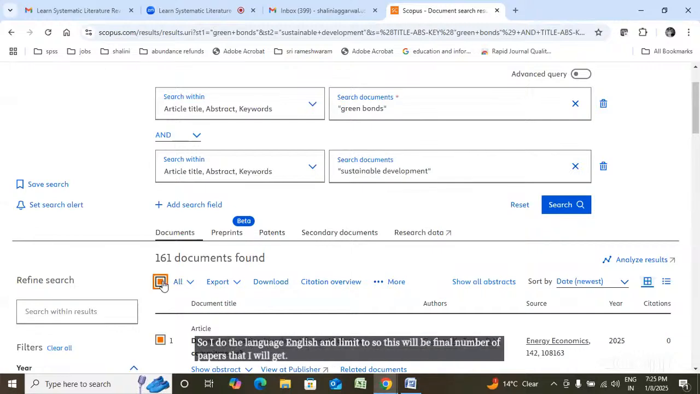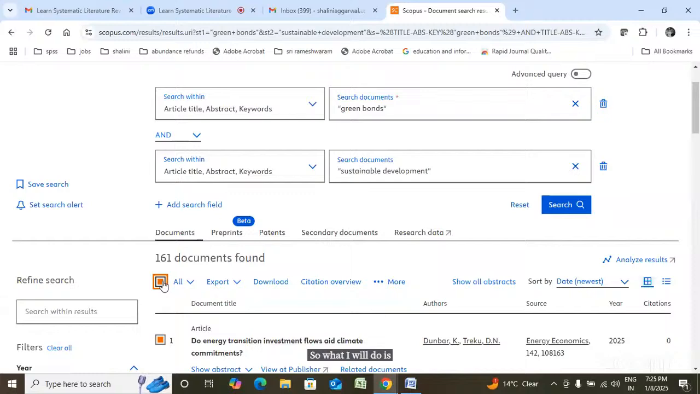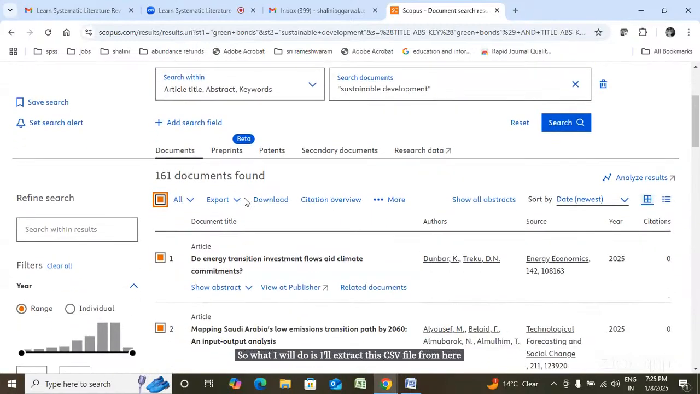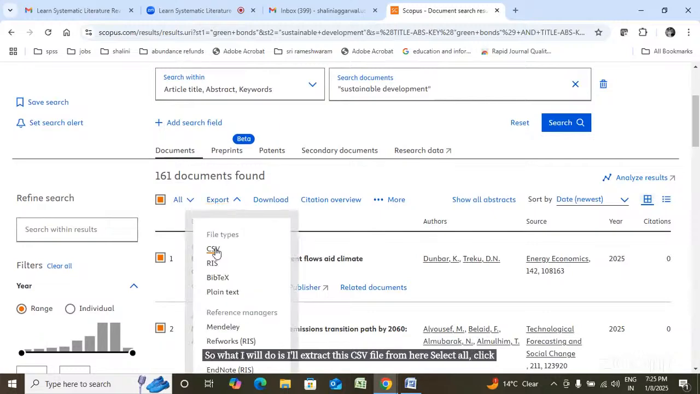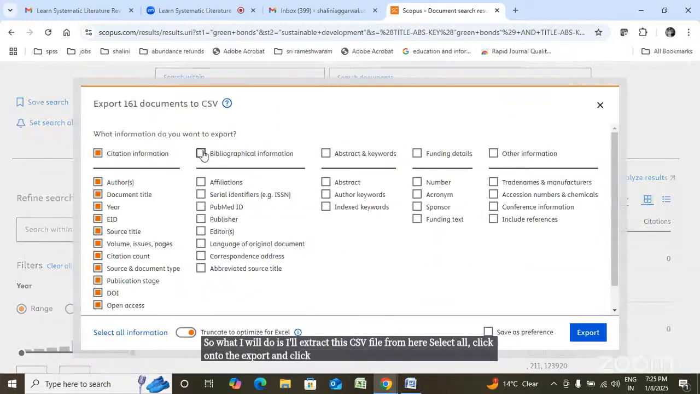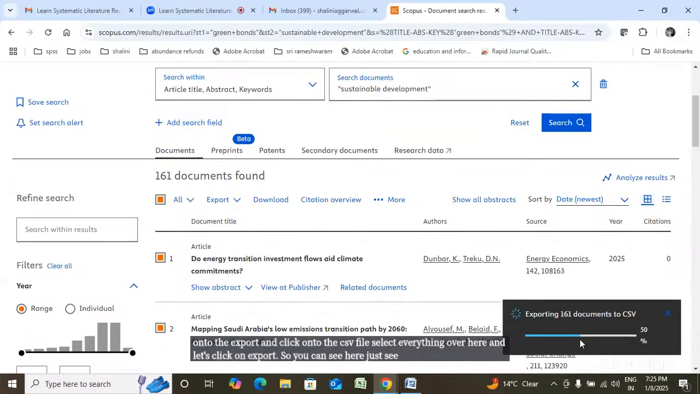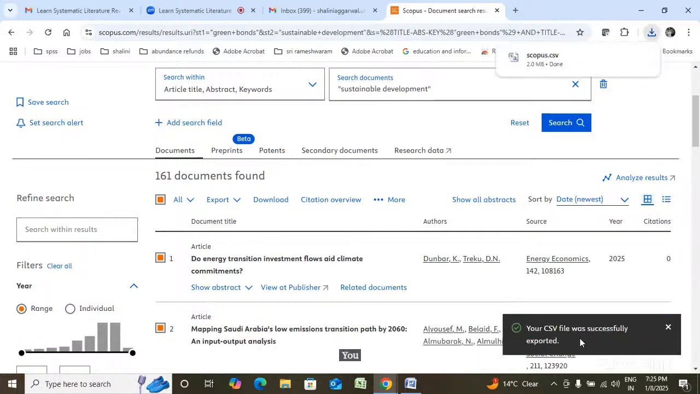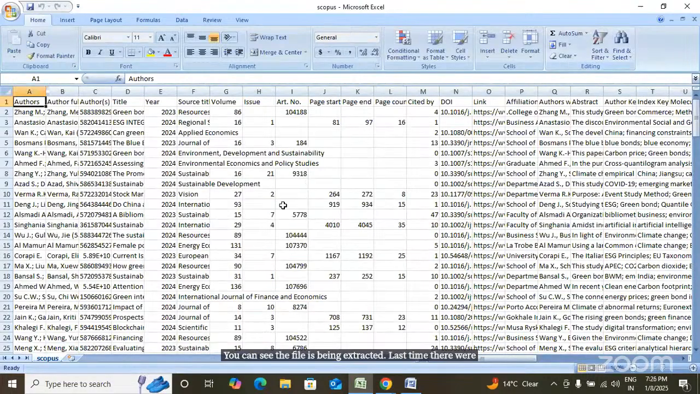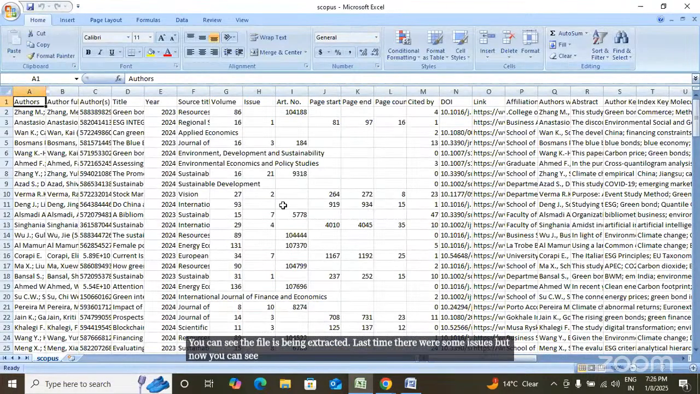So what I will do is extract this CSV file from here, select all, click onto export and click onto the CSV file. Select everything over here and let's click on export. So you can see here, look at my cursor. You can see the file is being extracted. Last time there were some issues, but now you can see this file got extracted.